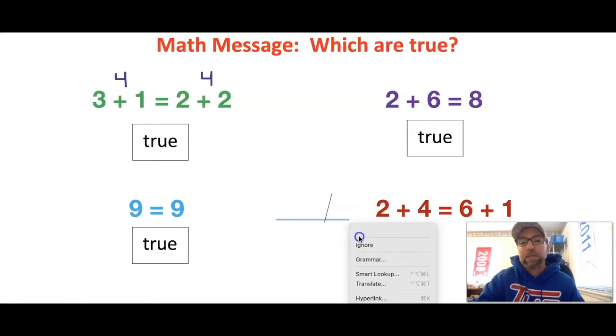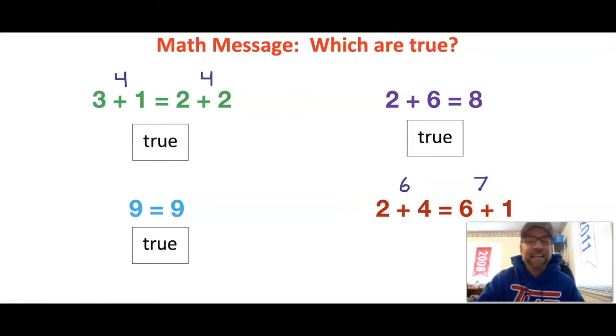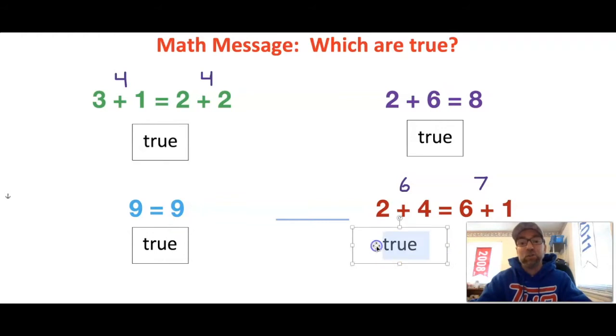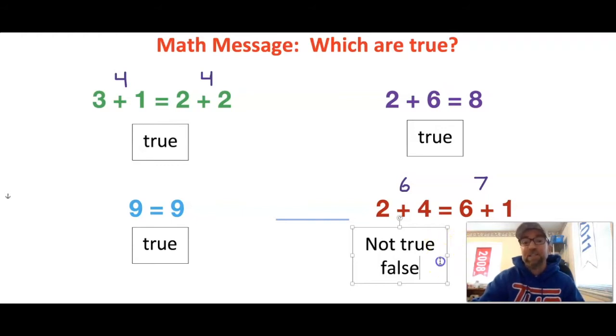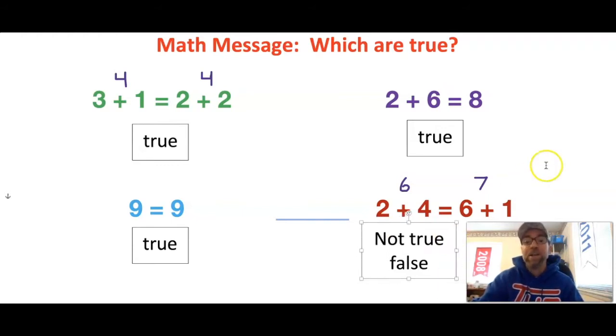2 plus 4 equals 6 plus 1. 2 plus 4 is 6. 6 plus 1 is 7. That is not true. And when we say something is not true, I'm going to go ahead and write not true. When we say something is not true, that's the same as saying that it is false. So that is a false number model.